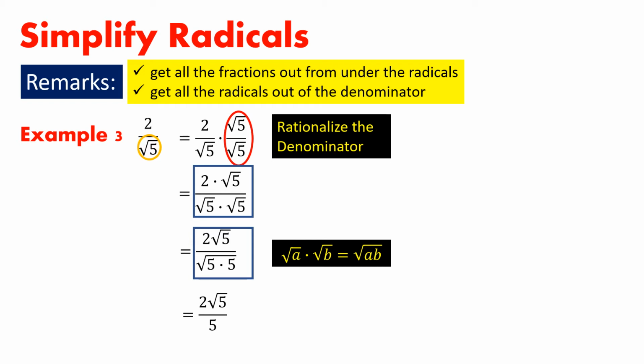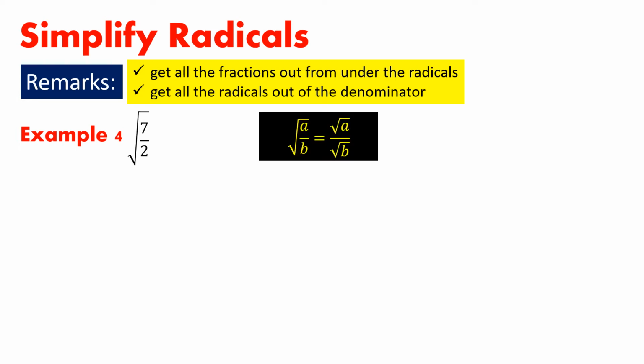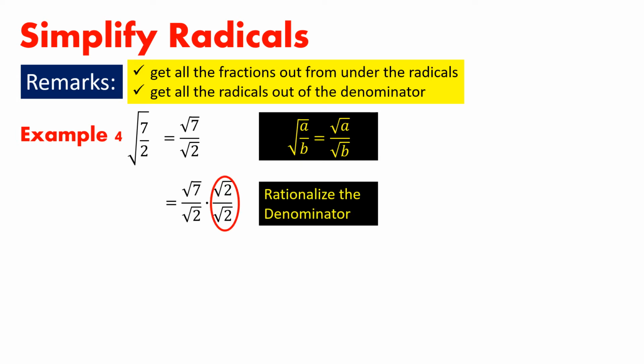Now, 2 square root of 5 all over 5 is considered properly simplified because there are no radicals underneath the fraction. Let us look at example 4. You need to apply this property in order to write the given in this manner. Then we rationalize the denominator by multiplying square root of 2 over square root of 2.